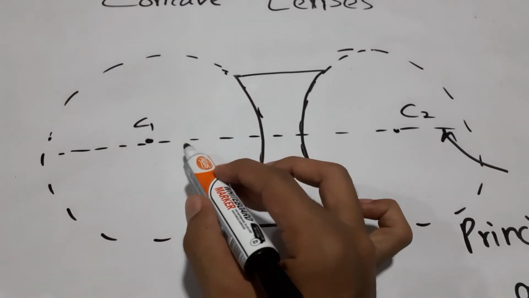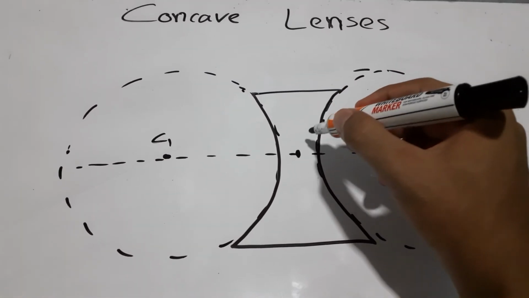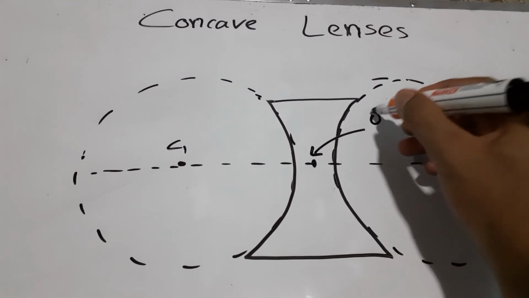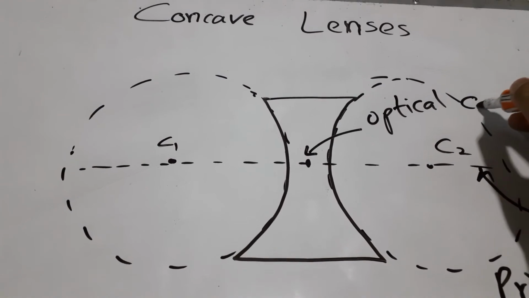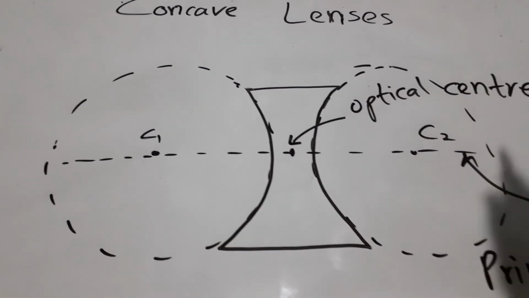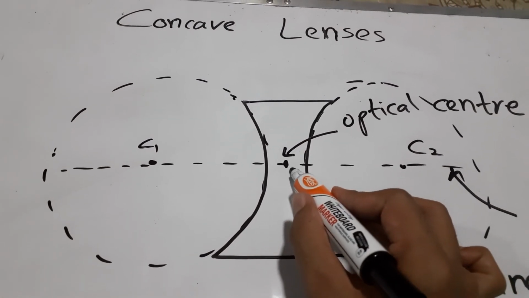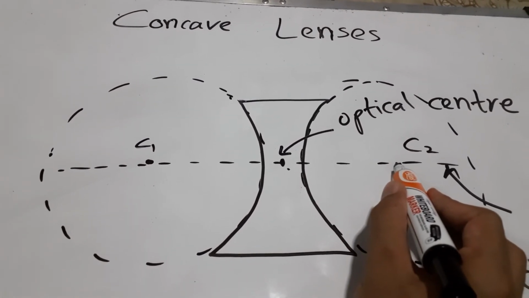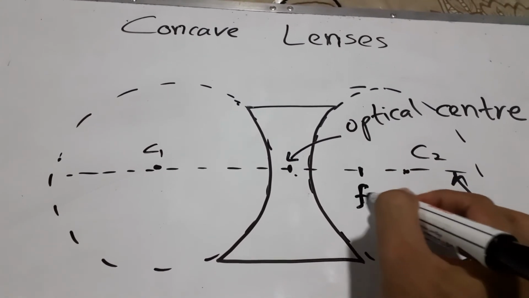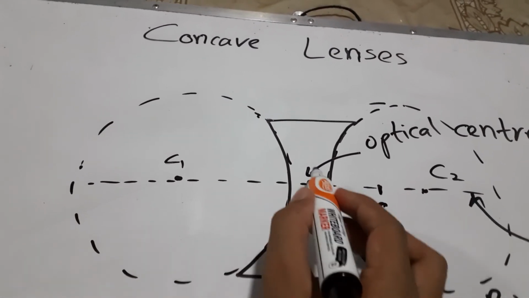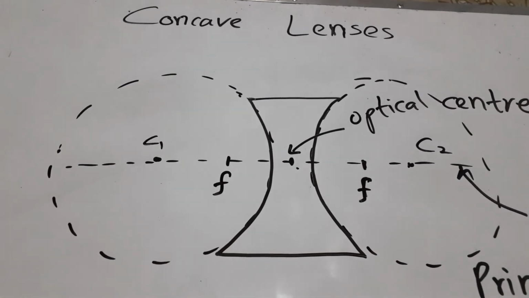And the midpoint of the distance between C1 and C2 will be the optical center. So this point is called the optical center. And if you take the midpoint of the optical center and the center of curvature, or center of sphere, you will get the focal point. Here also, the midpoint of the optical center and center of sphere will give you the focal point.